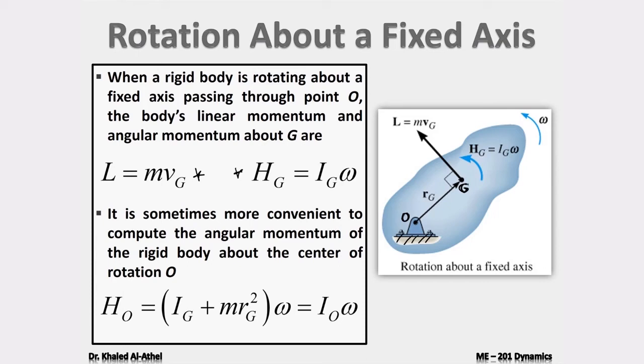Another option is that instead of doing H at point G, you can do the angular momentum at point O. In that case, you have to apply the parallel axis theorem, which says Ig plus mr squared, where r is the distance between the center of mass and the point at which you are taking the momentum, which is point O. Therefore, r in this case is between O and G. And this gives me Io omega.